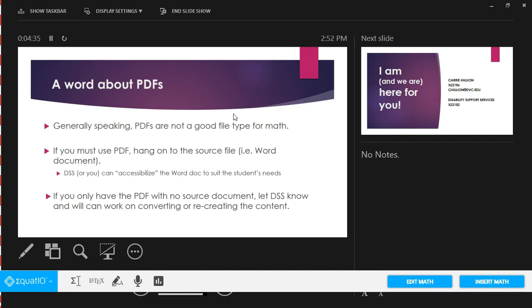If you don't have the source file, you only have a PDF, you got this handout from someone a long time ago and you have no idea where they are now, let us know. We'll work on converting it with our bag of tricks, or we'll just work on recreating the content. Again, that's something that we can do. You don't have to take the time to do that.